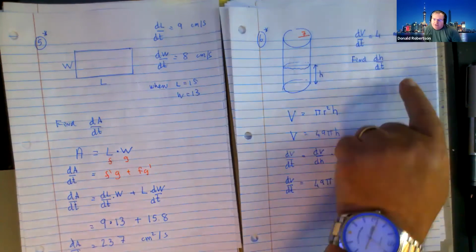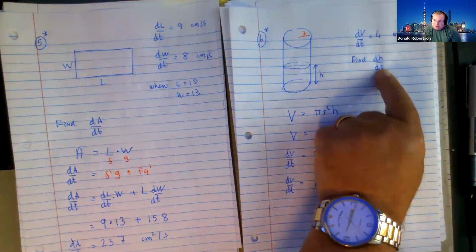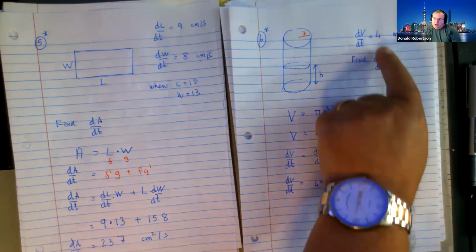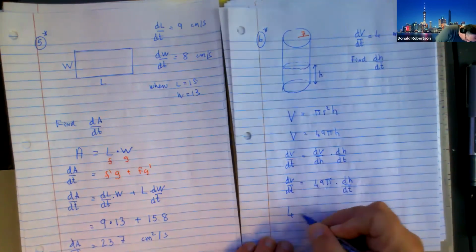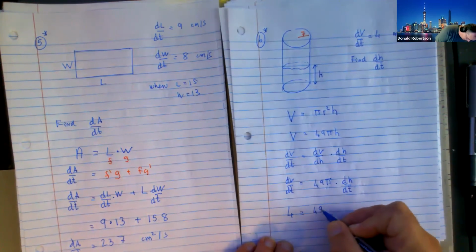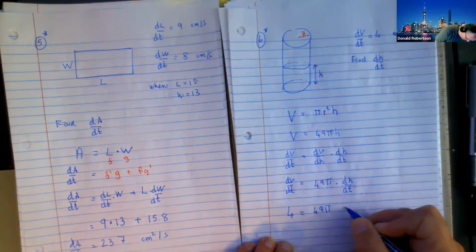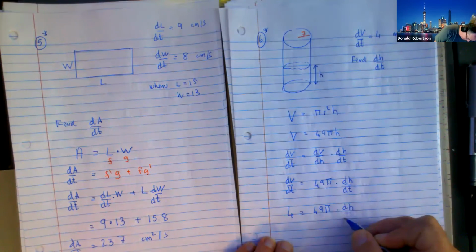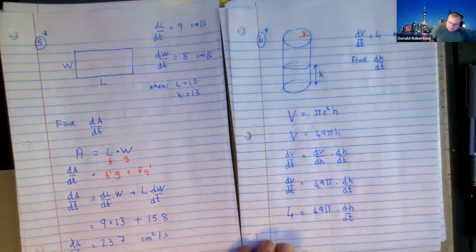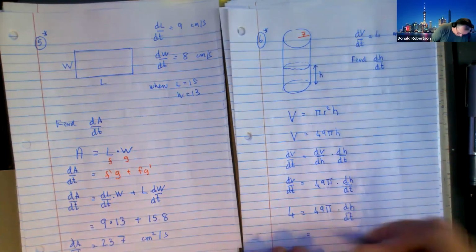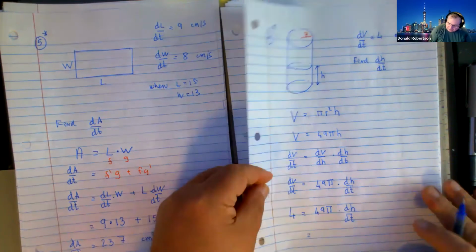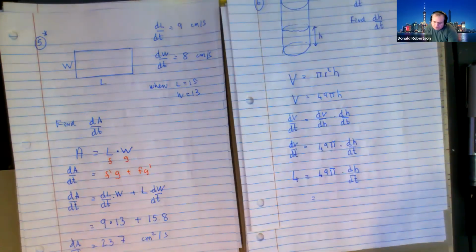Now, we are being asked to find this fella. Right? And, oh, we know that that guy's 4. So that means I can put 4 here. And now I have this relationship. Isn't this a very similar circumstance to an earlier question? And the answer is going to be the same basic way to do it. What should I do to find dh by dt?